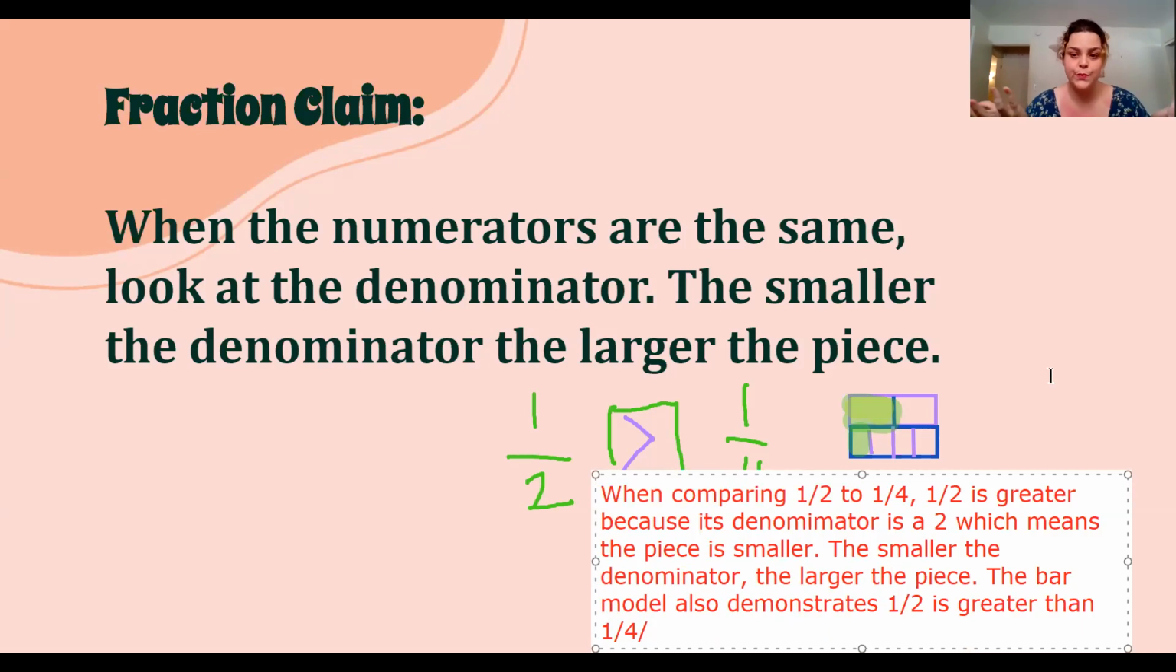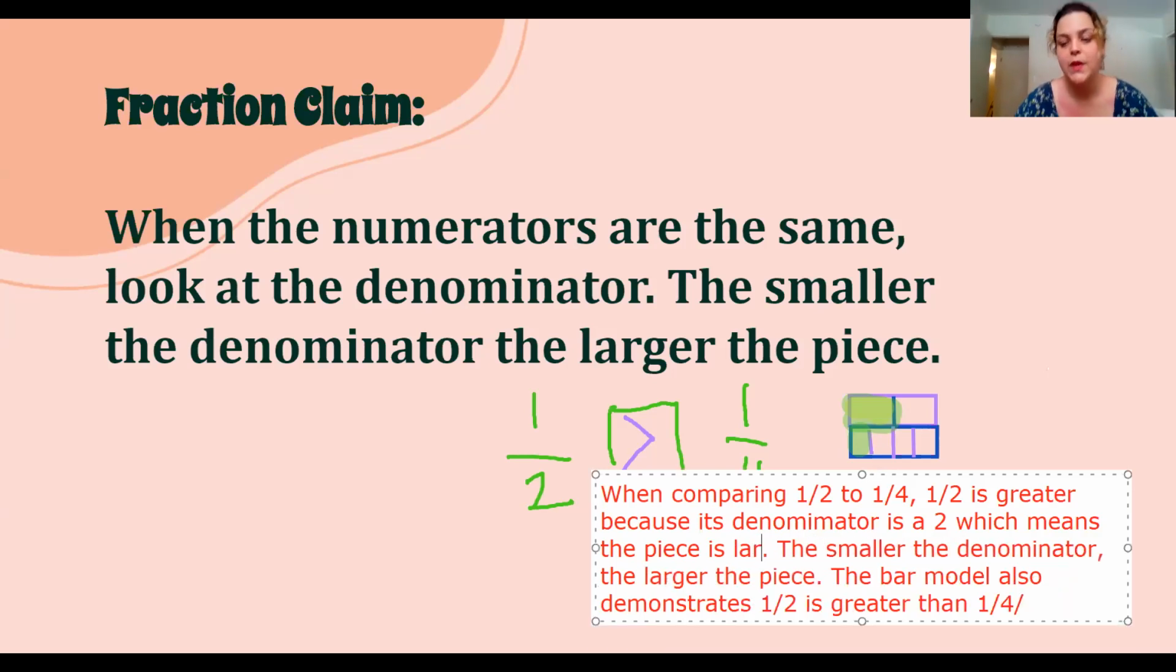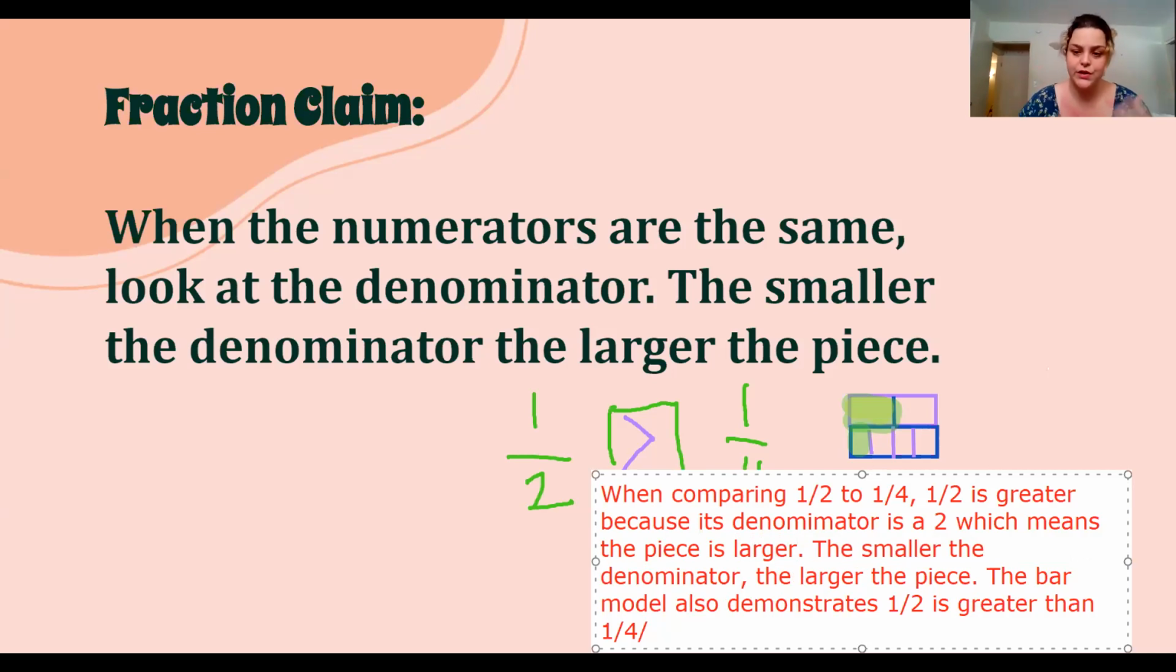When comparing, to is greater than, or is less than, or is equal to, right? When comparing 1/2 to 1/4, 1/2 is greater because its denominator is a 2, which means the piece is, I meant to say bigger. The piece is bigger. The piece is larger. The smaller the denominator, the larger the piece. The bar model also demonstrates 1/2 is greater than 1/4, and I need a period at the end of that. So jot that now so you have some time to write it in your notebook so you guys can refer back to it. All right, friends.